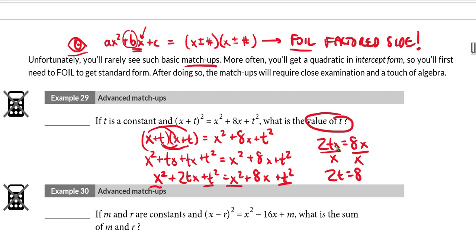However, I didn't really need to include the x's there. That was a little bit of an extraneous step because I know that on the left-hand side of my equation, the 2t is in the b position, the coefficient of x position, and on the right, the positive 8 is in the b position. So I could have just gone right to 2t equals 8. I know that the coefficient in front of x on the left has to equal the coefficient in front of the x on the right. 2t equals 8, divide by 2, I get t equals 4. The question was asking me for t. My answer is 4. T equals 4.